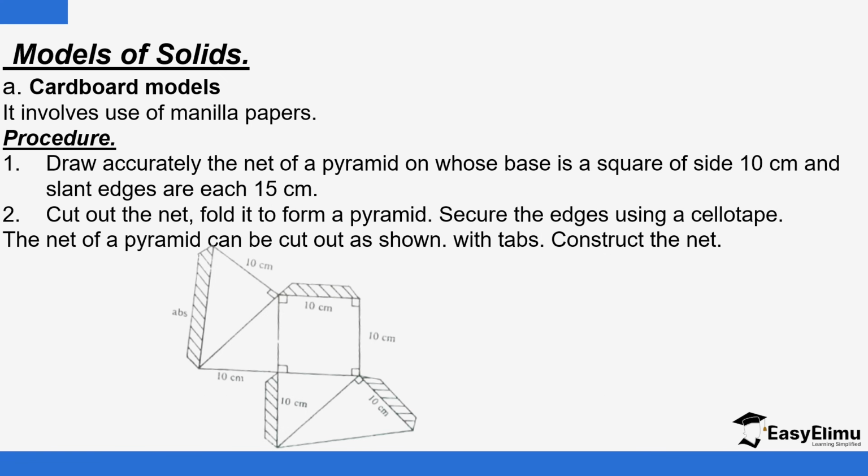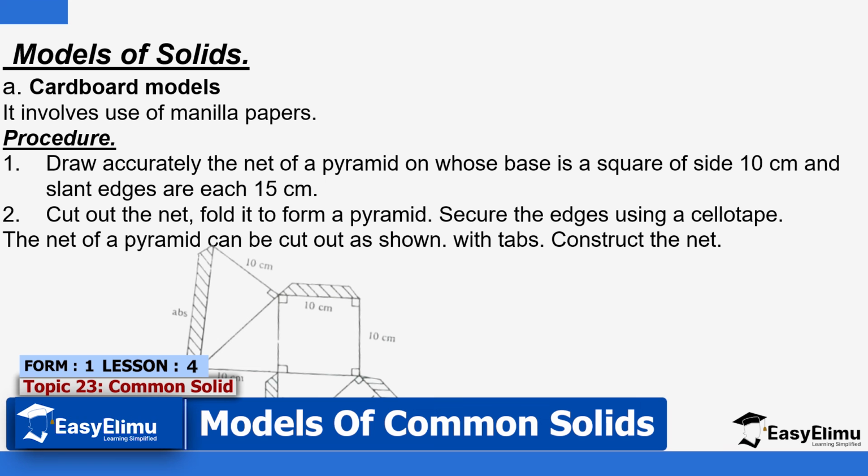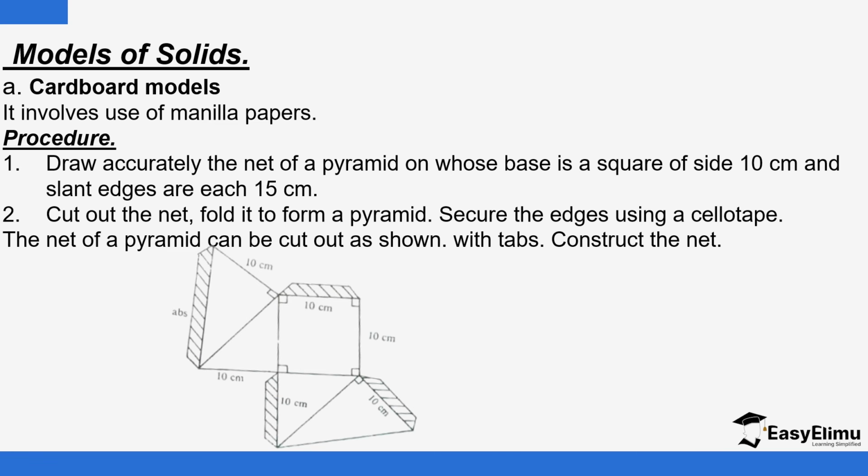So this is what you call a model. You construct it such that you concretize. Somebody is able to see and touch whatever you've constructed. We do this by use of manila paper. You apply what we have learned in this topic called common solids, what we call the net. You first of all start by trying to sketch accurately the net of the common solid that is mentioned.